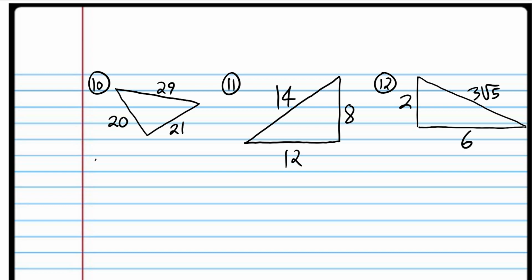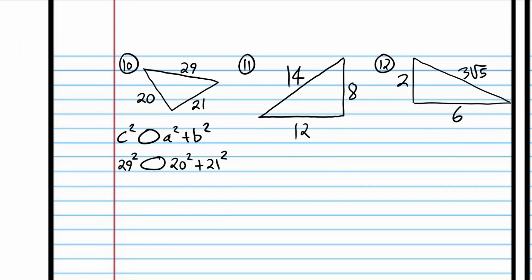All right, we're back. C squared and a squared plus b squared. We're going to set up the structure. The longest side is obviously 29, so 29 squared. We want to know how that compares to 20 squared plus 21 squared.